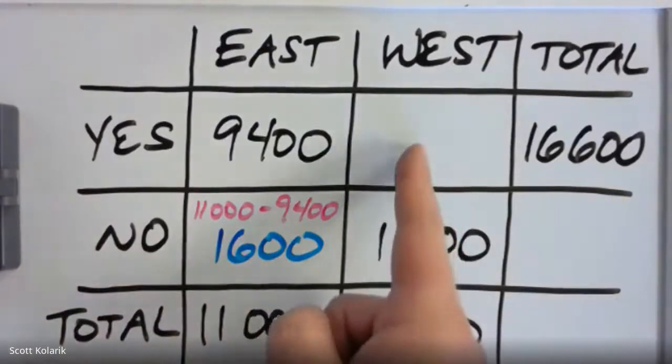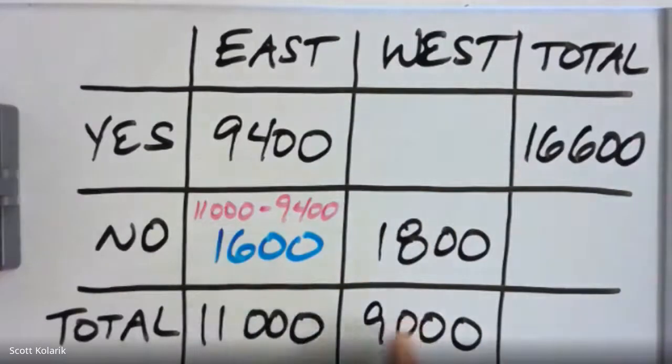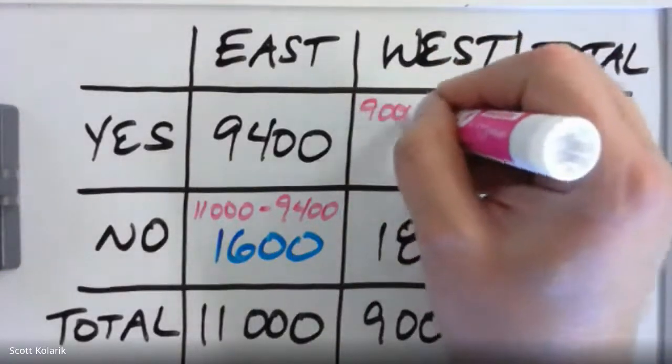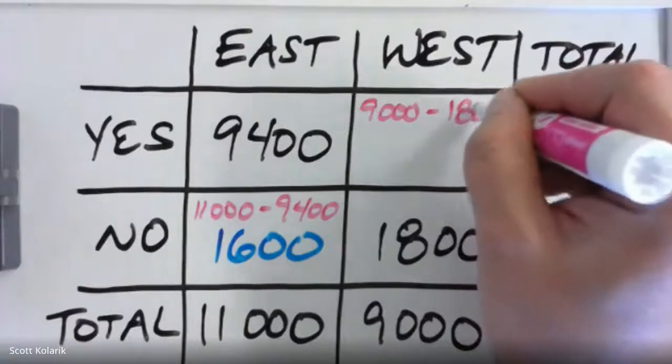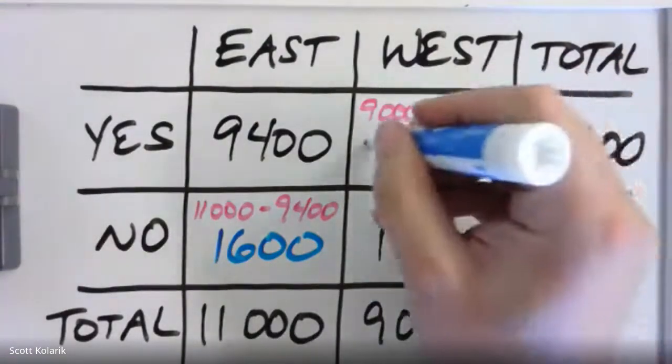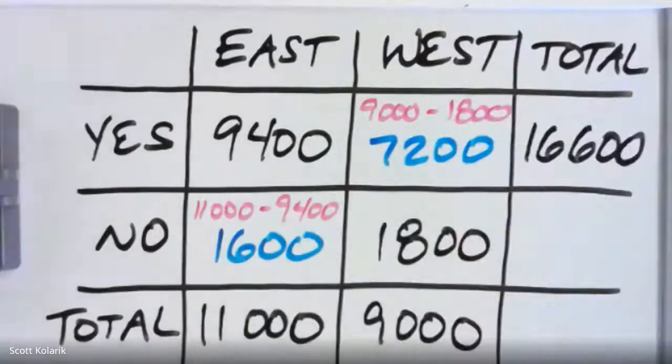Okay, well, what about this guy? Same sort of process here. I had 9,000 total people in the west. 1,800 said no. I can just figure out what's left over for who said yes. So I would take that 9,000 and I would subtract out that 1,800 to figure out what's left over. And if I did that, I would find out that 7,200 people in the west said yes.